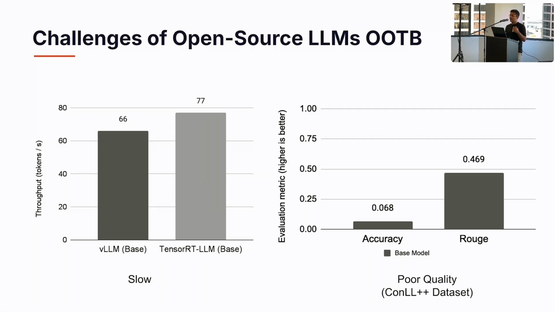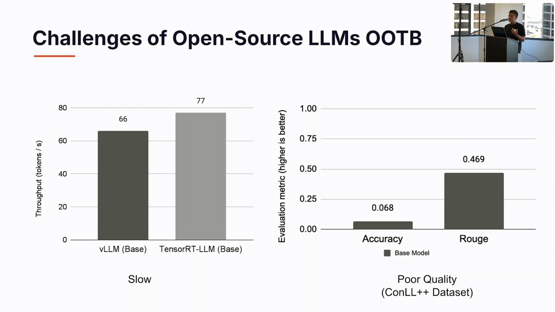And the second is that open source models out of the box, as Piero showed you earlier, don't do so well on highly domain-specific or very curated tasks, right? This is an example of CoNLL++. It's a popular benchmark dataset for named entity recognition. And what you'll see is that we got really poor accuracy and also fairly low ROUGE score. It's not the best metric, but hopefully it'll make sense as we go through this talk.